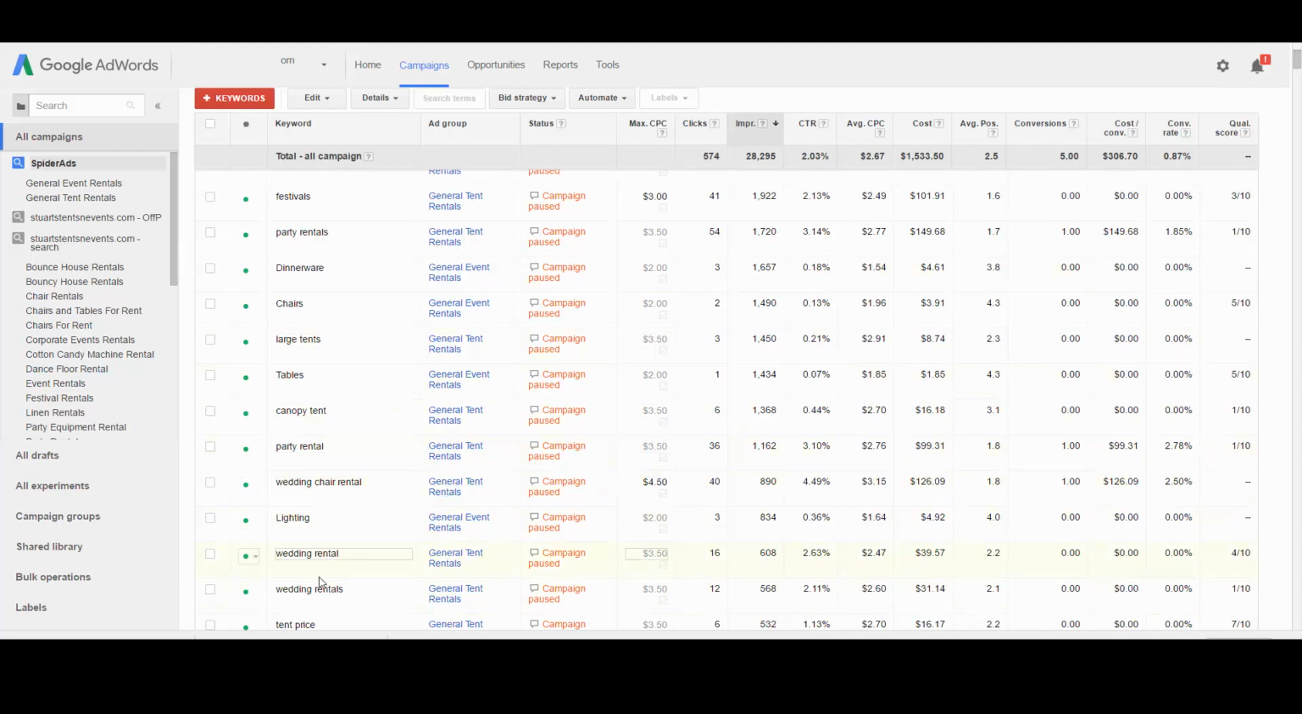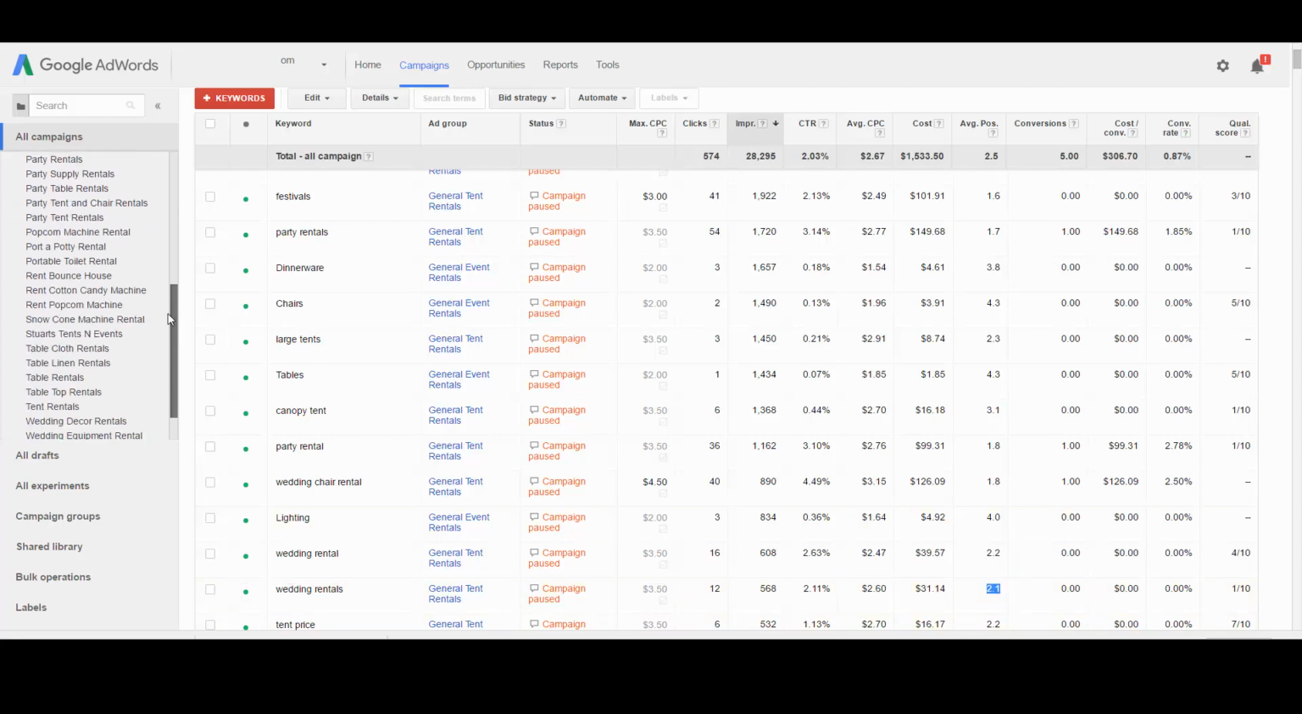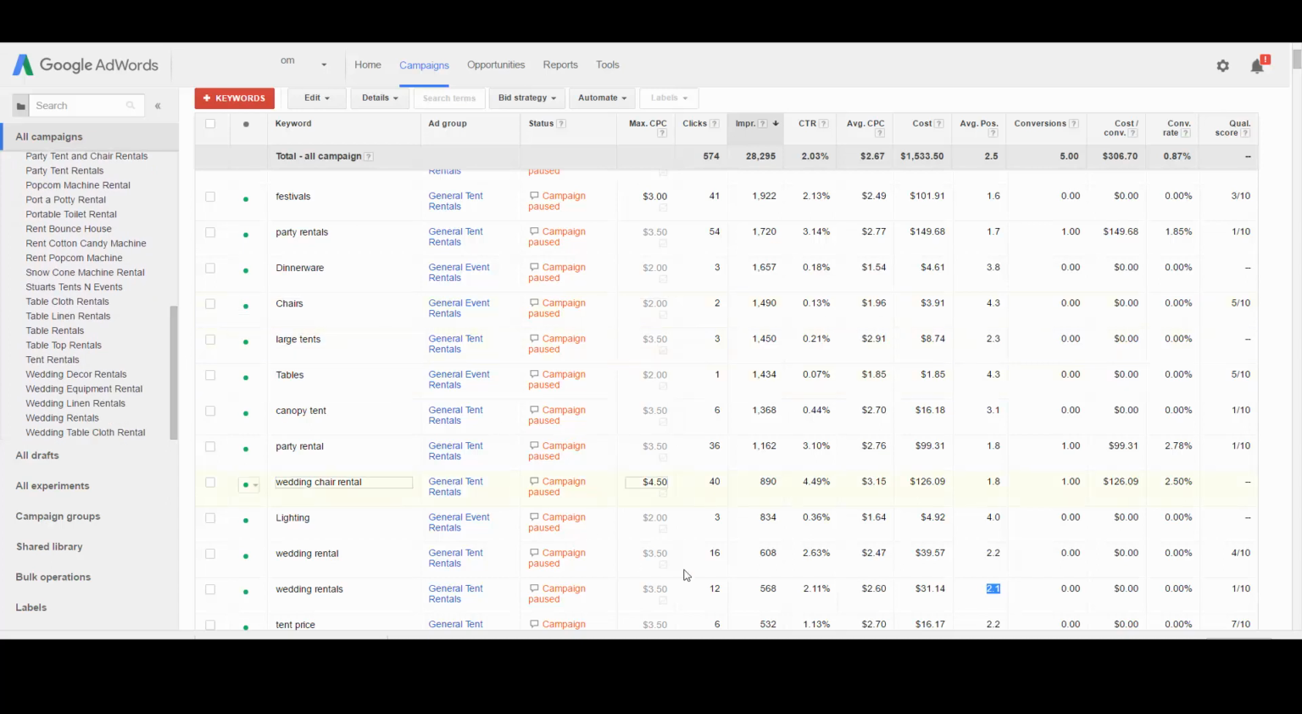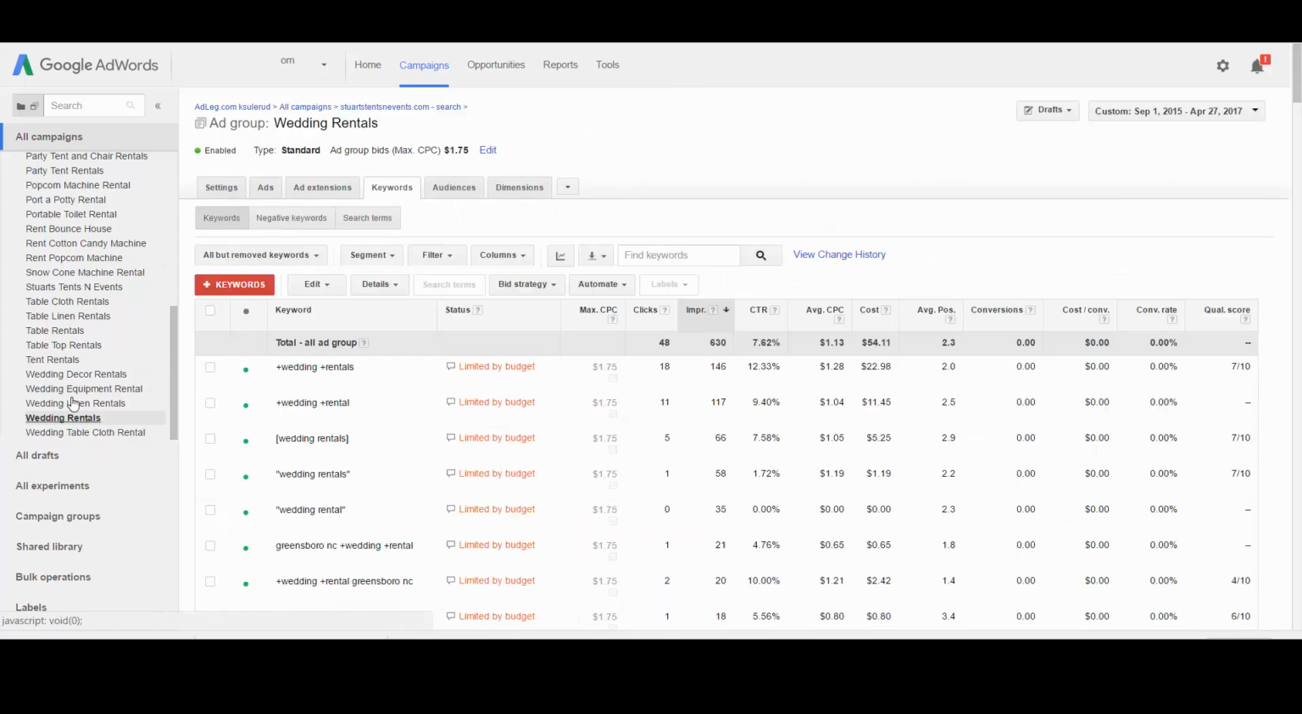So wedding rentals. That's another important keyword for this company. And we're seeing a 1 out of 10 quality score. Okay, average cost per click, $2.60 for an average position of 2.1. Okay, so keep that in mind. $2.60 cost per click, 2.1 average position. Well, let's see what happened when we put wedding rentals in its own ad group with its own ads.